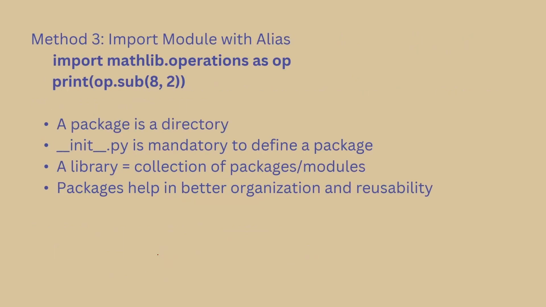Next is importing a module with an alias. Import matlib.operations as op. While using any function here, we say op.sub, because we are using this alias. The alias that we are using for operations is op. So here, a package is a directory. __init__.py is mandatory to define a package. A library is a collection of packages and modules. Packages help in better organization and reusability. So I hope this part is clear.